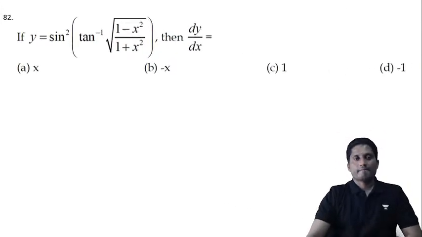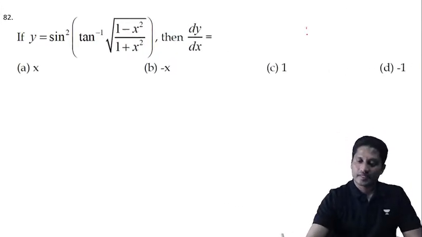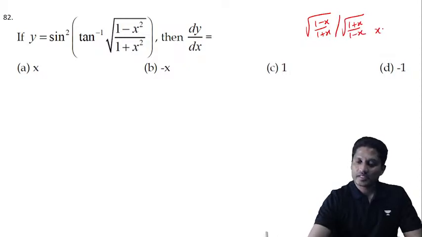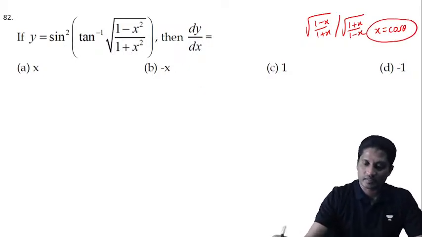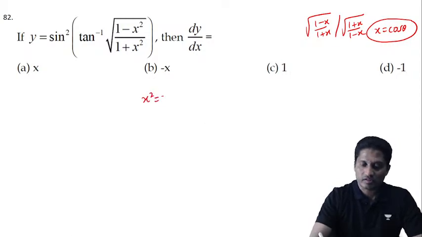Right, question number 82. See, when you have under the root 1 minus x by 1 plus x, or under the root 1 plus x by 1 minus x, you put x is equal to cos theta. Right, now you have under the root 1 minus x square, 1 plus x square. I'm going to substitute x square is equal to cos theta.